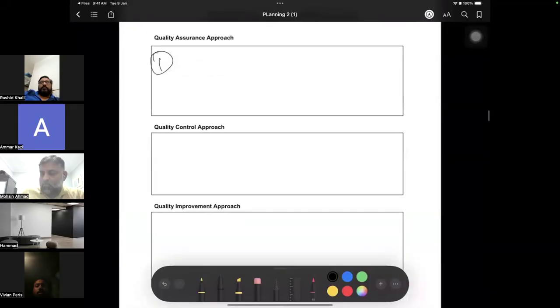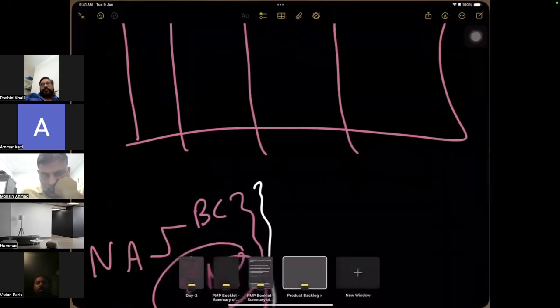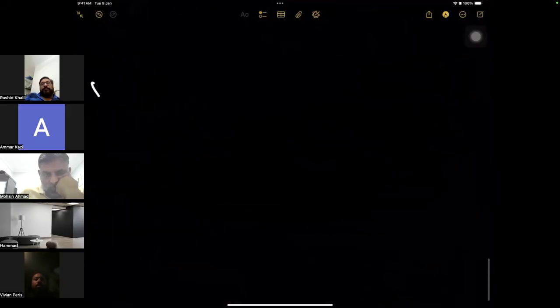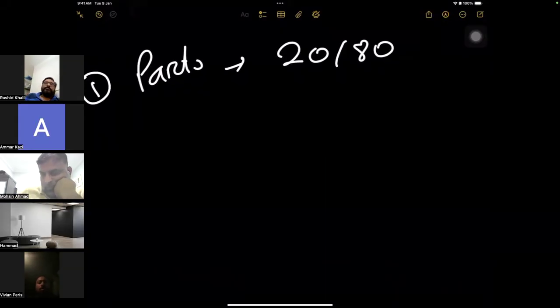What is the Pareto principle? Immediately put it in the chat box, guys. All 40 of you, please type 80-20. It's a prioritization principle which shows the most important thing. Okay, let's go with that. Pareto principle, 80-20 principle, prioritize.